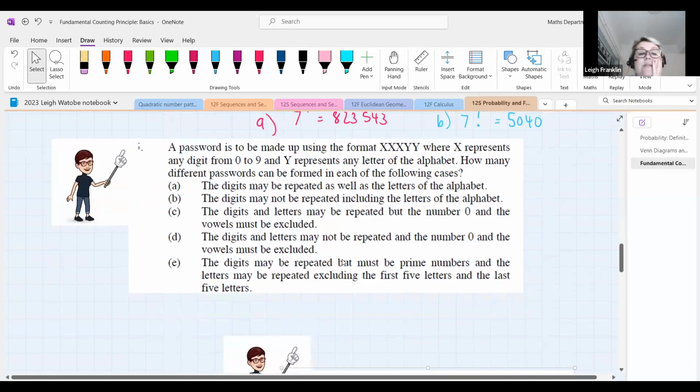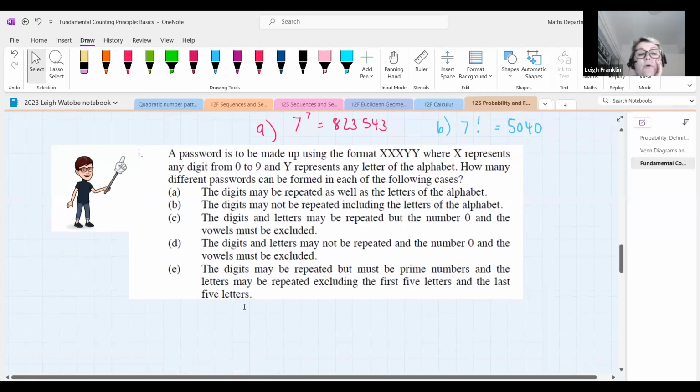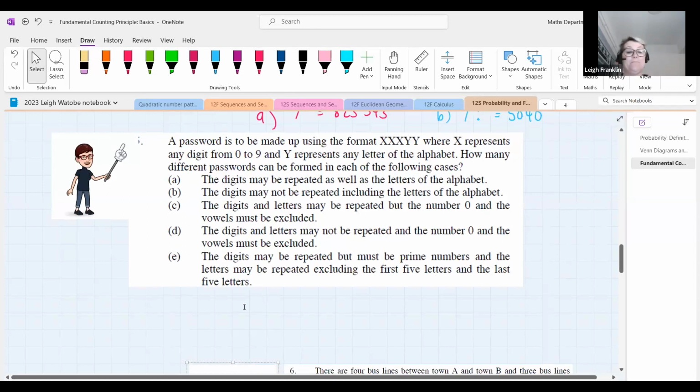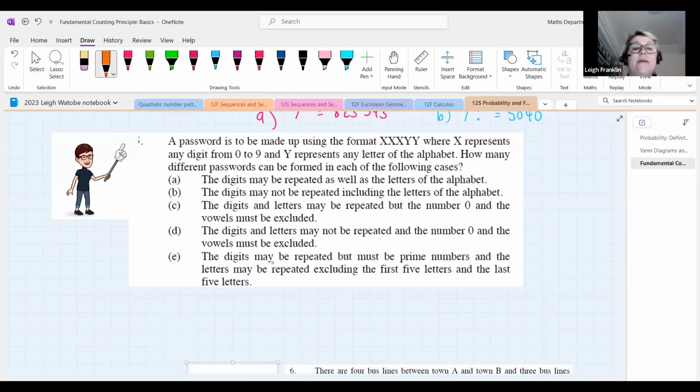The question asks how many different passwords can be formed in each of the following cases. All right, so in case A, let's just remember our format. We've got 3 blocks with the X's: this is an X, this is an X, this is an X. This is a Y, and this is a Y. Now remember, the X is a digit, and the Y represents a letter of the alphabet.